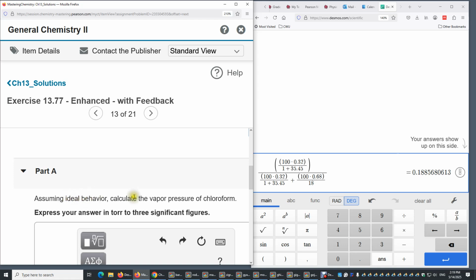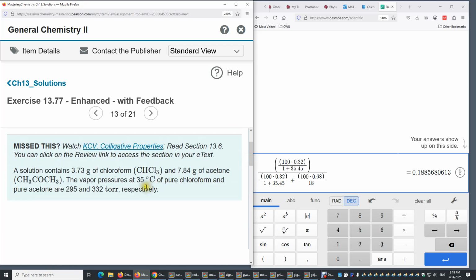Assuming ideal behavior, the vapor pressure of chloroform in this mixture is the vapor pressure of pure chloroform, 295 torr, multiplied by its mole fraction in this mixture. It's a bit tedious to calculate the mole fraction of chloroform because we're not given the number of moles of this chemical or the number of moles of acetone. So now we're going to set up the calculation for the mole fraction of chloroform.